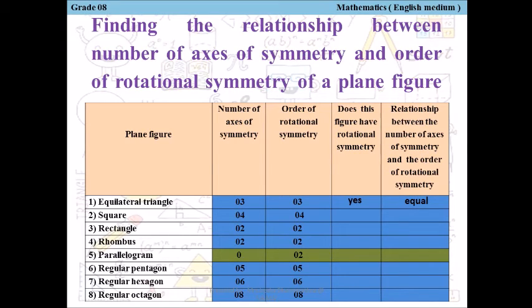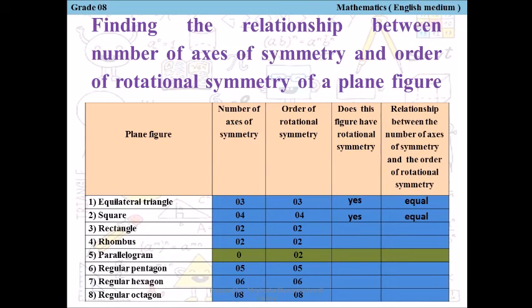Now we move to the square. Number of axes of symmetry is 4 there. Order of rotational symmetry is 4. Does this figure have rotational symmetry? Yes. The relationship between the number of axes of symmetry and the order of rotational symmetry is equal.